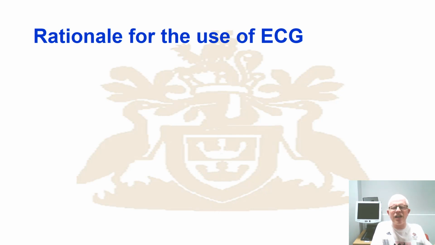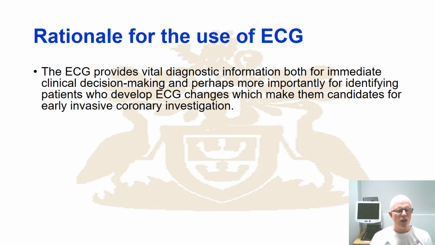Now, we kind of set that out in the introduction to this podcast, but it's fundamental to perhaps put some meat on the bones here in terms of really setting out why using an ECG is of fundamental importance to us in both clinical and non-clinical population groups. So to that end, what we understand is that the ECG, as we've got here, provides vital diagnostic information, both for immediate clinical decision making and, more importantly, for identifying patients who develop ECG changes which make them candidates for, say, early invasive coronary investigation. So this really alludes to the clinical population group.